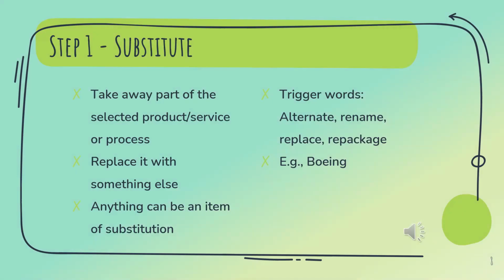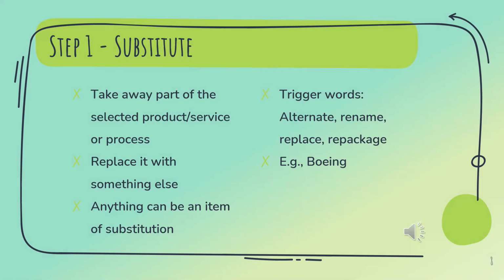Step 1, S for substitute. This focuses on taking away a part of the selected thing, concept, or situation and replacing it with something else. For example, steps in the process, product parts, or people and place. Substitution is a trial and error of replacing one object with another until you are able to determine the correct idea.